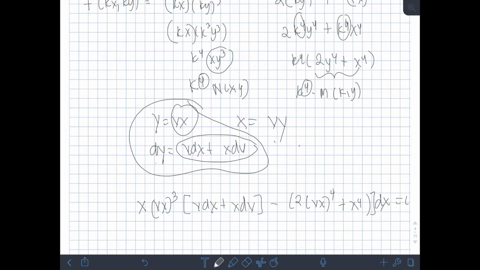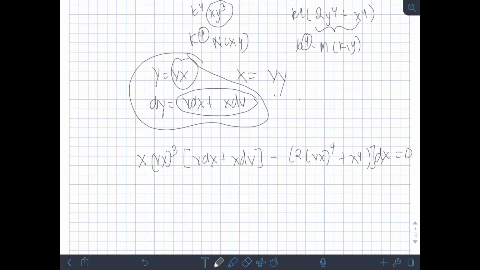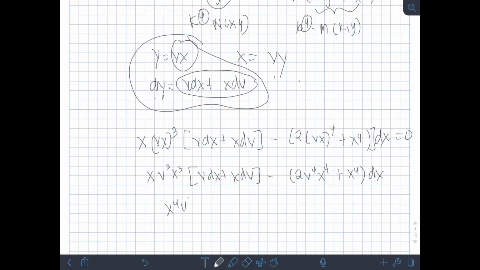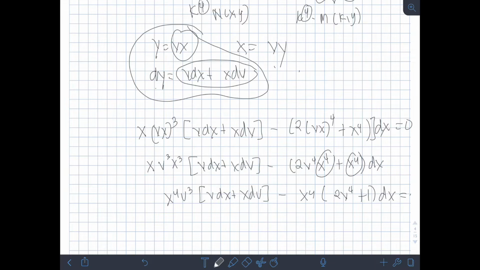dx equals 0. Okay, so let's simplify: x cubed v cubed times (v dx plus x dv) minus 2v to the fourth x to the fourth plus x to the fourth dx. So this becomes x to the fourth, v cubed (v dx plus x dv) minus, here, we can factor out this x to the fourth. So x to the fourth times (2v to the fourth plus 1) dx equals 0.